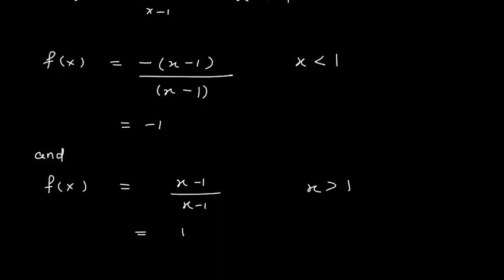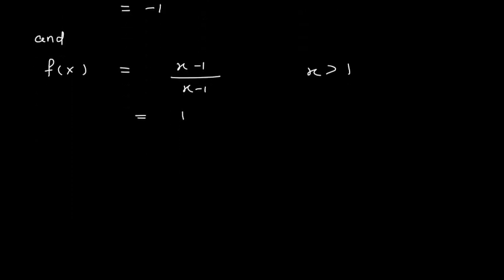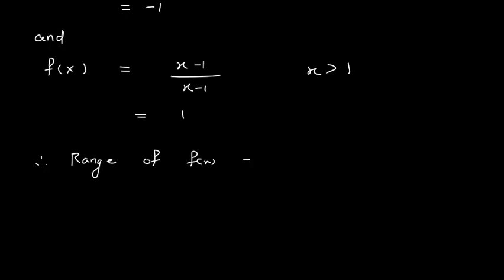So here you will get the answer 1. So only two answers are possible for f(x). One is minus 1 and the other is plus 1. So therefore, we have to find the range of the function. Therefore, the range of f(x) is equal to, now only two values are there, so I will use curly brackets: {minus 1, plus 1}. So this is my range of the function f(x).